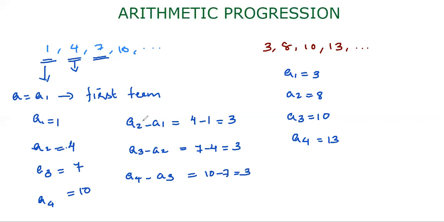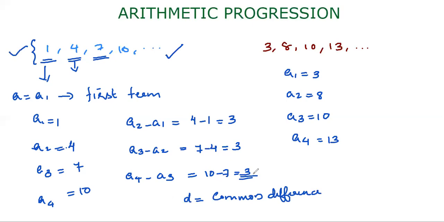Now we can see the difference between two consecutive terms is always 3 in this sequence. It is always the same number, and that number is equal to 3 in the first sequence. So we can say this is an arithmetic progression. So what is the condition to become an arithmetic sequence or arithmetic progression? The difference between the consecutive terms must be the same, a constant. That is called the common difference of the sequence. So in this sequence, the common difference is 3.